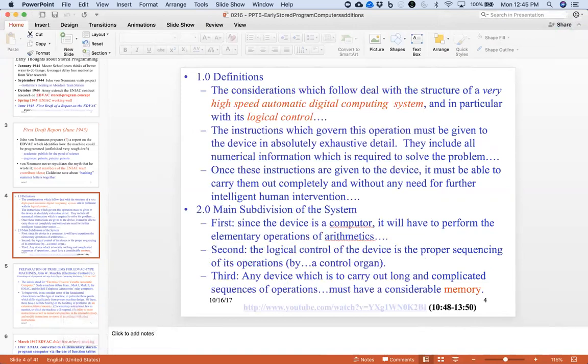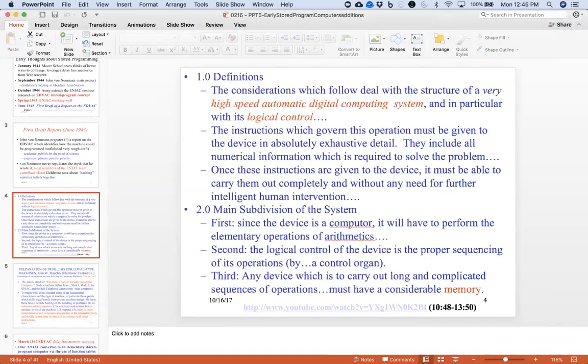So I want to talk a little bit about some things that are in this report. And I have the PDF of this report, which I can share with you. I just haven't posted it yet. Anyway, let's take a look at some of these definitions. And as I'm defining each of these terms, I'm going to go into some detail about them.